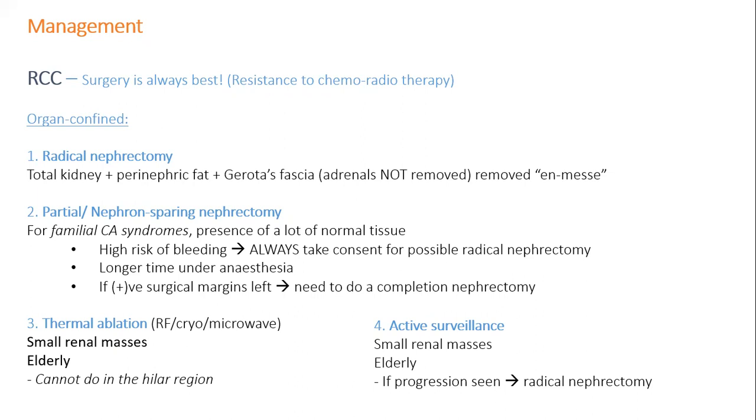And finally, thermal ablation and active surveillance. They both have the same indications: either a small renal mass or an elderly patient, because they're not fit enough for surgery. So you go with something like thermal ablation, which can be done with radiofrequency, cryo, or microwave ablation. Not being in a highly vascular region is a point you can remember, though not really important. Active surveillance is basically monitoring the patient without doing anything. You do investigations and imaging, and keep monitoring. If there is progression, you go ahead with a radical nephrectomy. Simple as that. So these are the four things for organ confined disease.